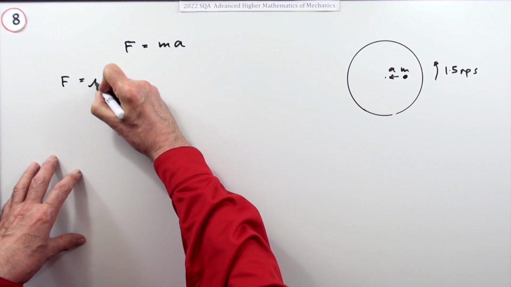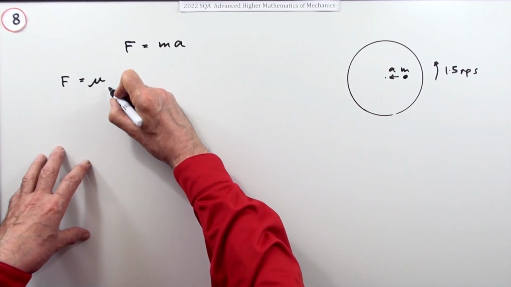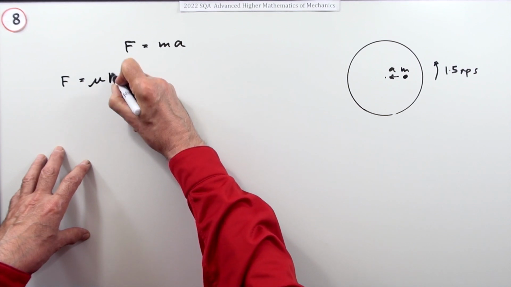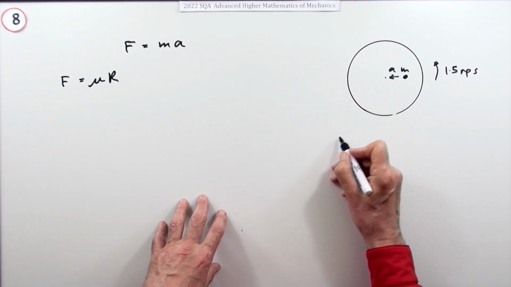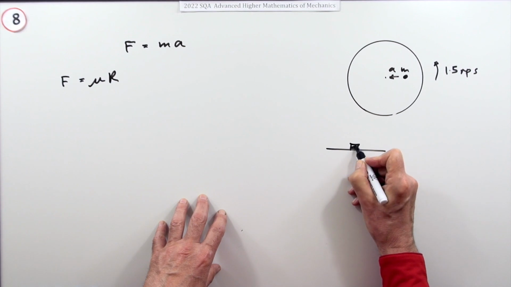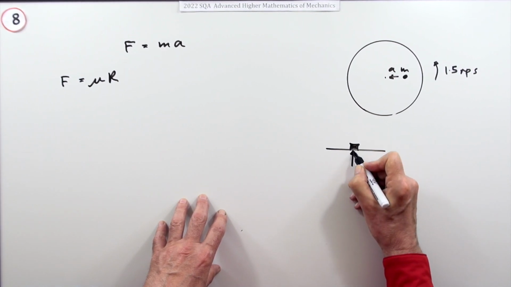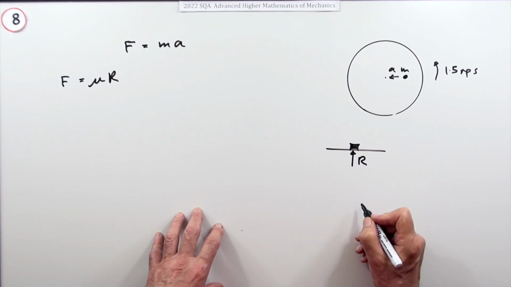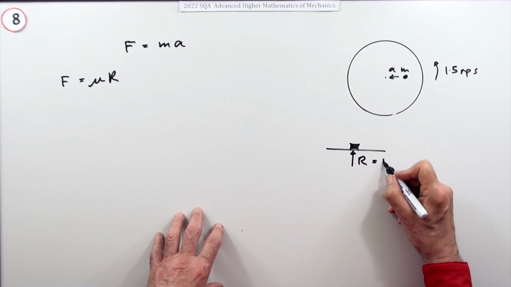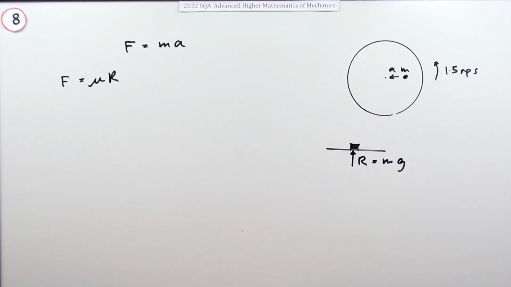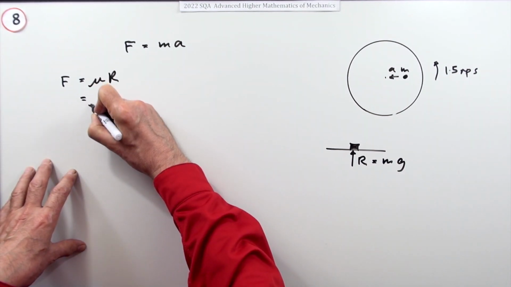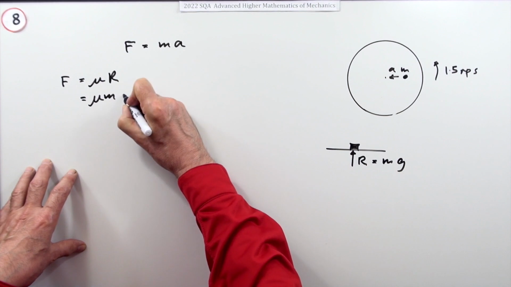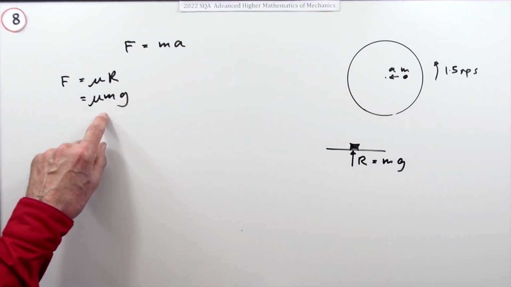So that force must be mu times the normal reaction, N or R, whichever you like, because what you've got is, if that's sitting here, then since it's sitting there, obviously that disc is supporting it and providing a reaction, which will equal mg. So now you've got this, that force is going to be mu mg. Now, I don't know if there's 1 or 2 marks for that.